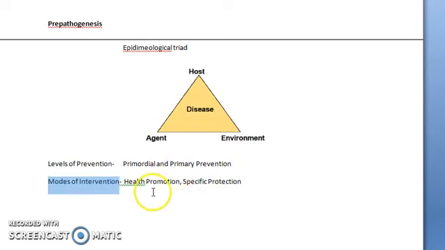Modes of intervention here will be health promotion and specific protection. Specific protection is immunization. Health promotion is health education, nutrition, lifestyle changes, and what is the other one? The other one is environmental modification. All those four come under health promotion. Okay, this is pre-pathogenesis.